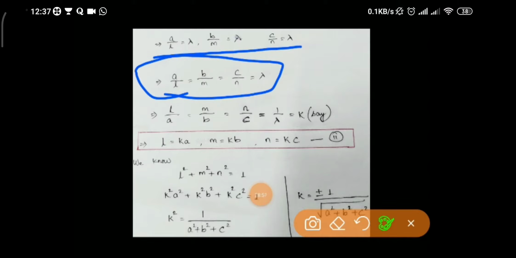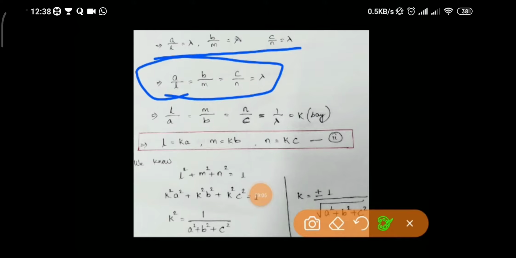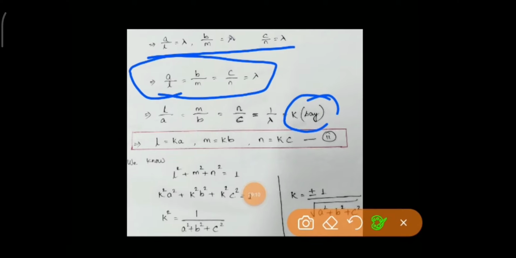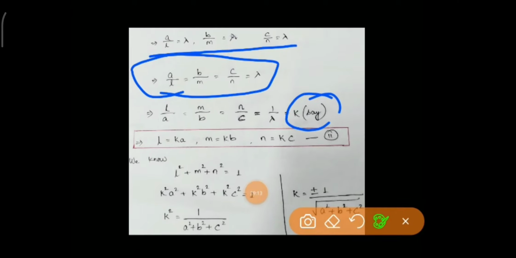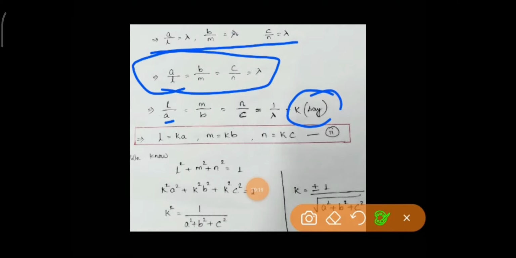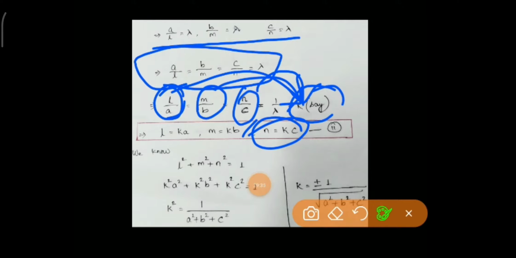Now what do I do? I reverse them. L by A is equal to M by B, equal to N by C, equal to 1 by lambda, and 1 by lambda I take as k. It's just to make a relation. I want to find the value of k, so for that only I'm doing this. Okay, not a big deal. So L equals k times A. Equate this one to this, M equals k times B. Equate this to this, I will have N equals k times C.